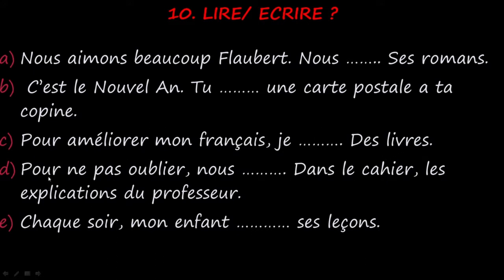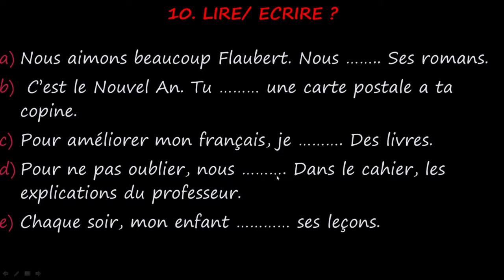Pour ne pas oublier. In order not to forget. Oui. Pour ne pas oublier, nous dash dans le cahier les explications du professeur. So, in order not to forget, we dash in the notebook the explanations of the teacher. Nous écrivons. We write, the verb écrire. So we write in the notebook the rule and so on. So that's the right way. Nous écrivons dans le cahier les explications du professeur.